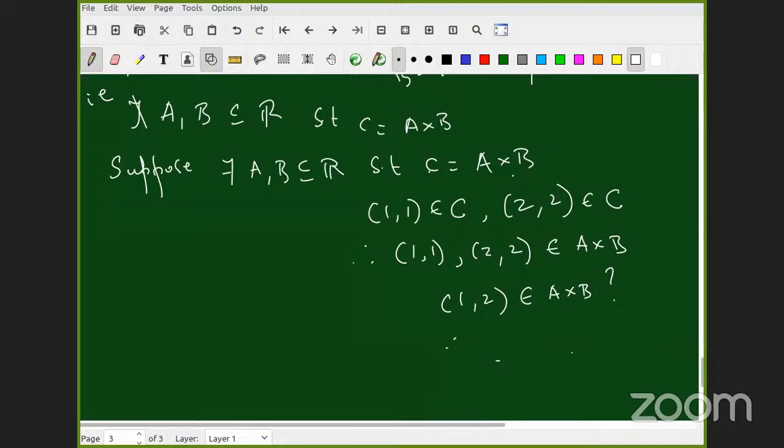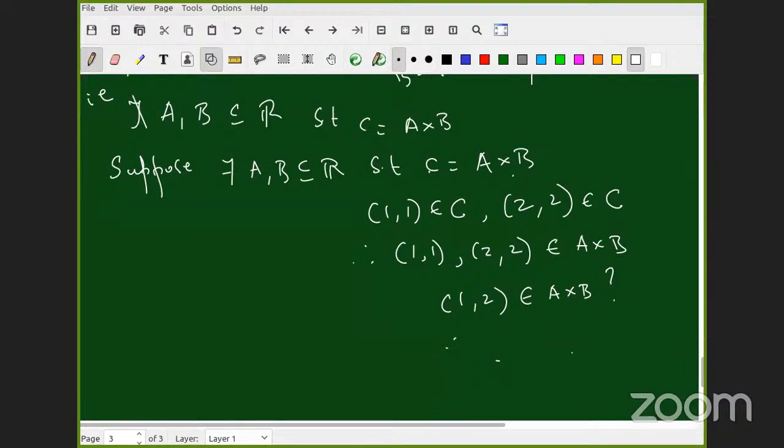Shalini: Yes, sir. So 1 comma 1 and 2 comma 2 belong to A cross B. So another point we are forming from that set. So 1 comma 2 belongs to A cross B. Why? You have to say the reason. A belongs to 1 and B belongs to 2. A belongs to 1? And 2 belongs to B.